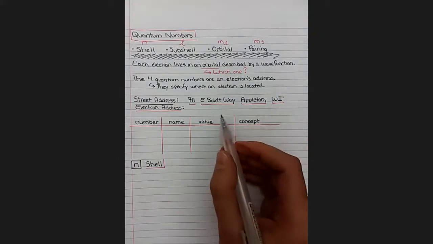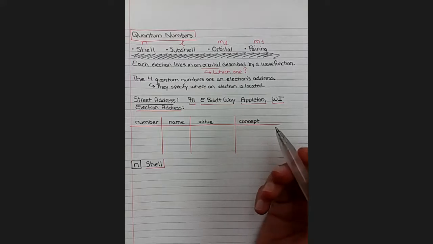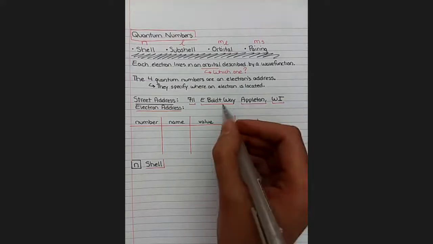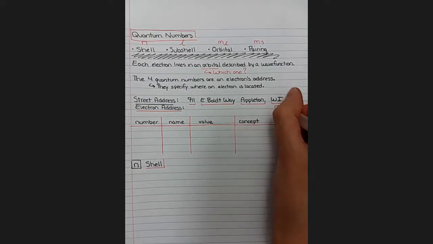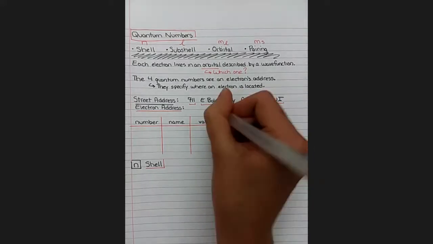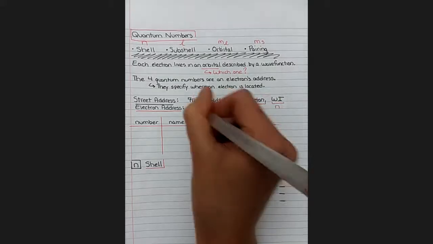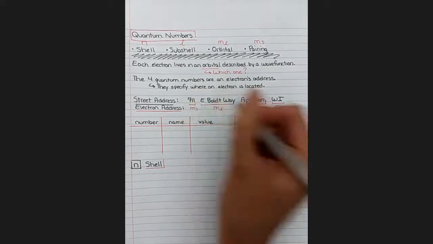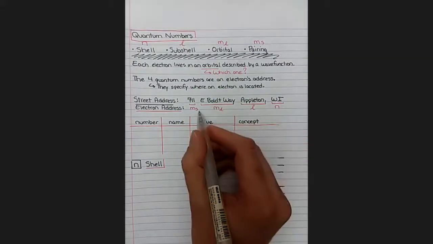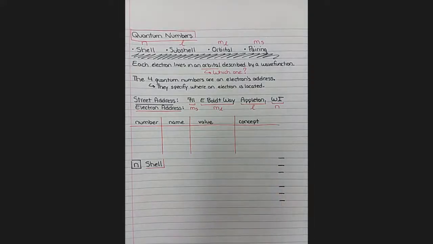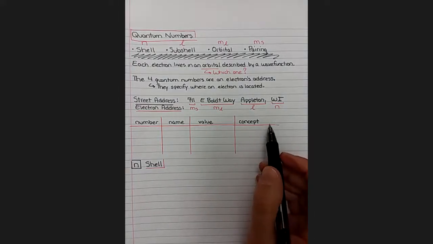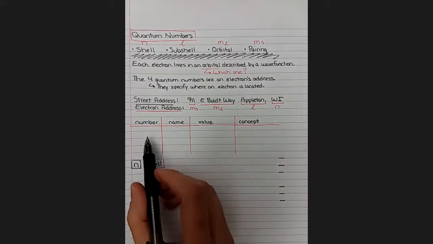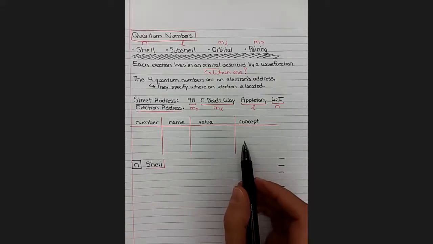And so each of the quantum numbers is kind of like a piece of a street address, with each of the numbers progressively giving more and more information about specifically where an electron is located. So we have N, L, M sub L, and M sub S, going from least specific to most specific. We're going to work through one quantum number at a time and talk about what it is, what its value is, and what it means. And then we'll summarize that information as we go in this table.